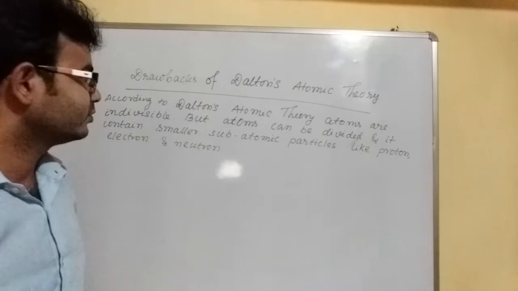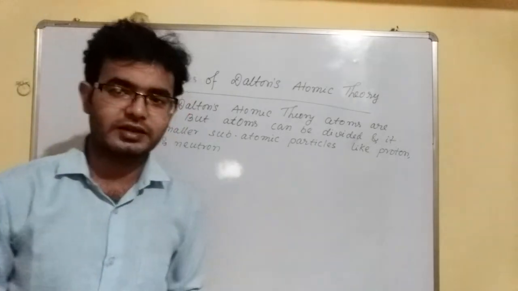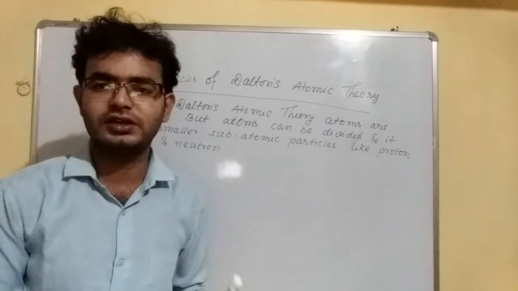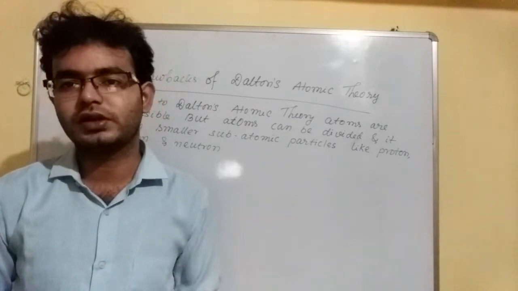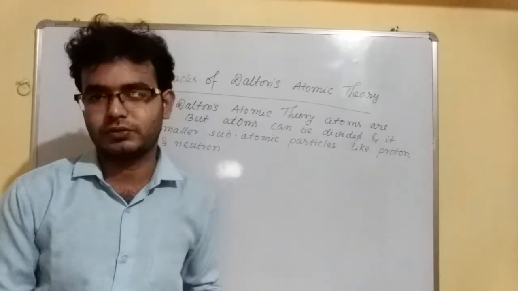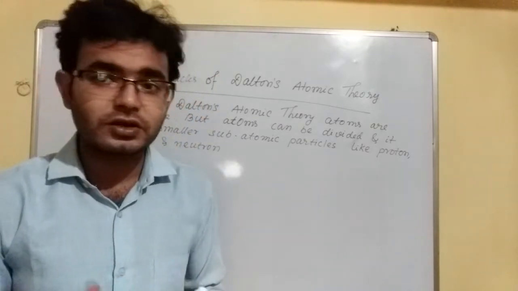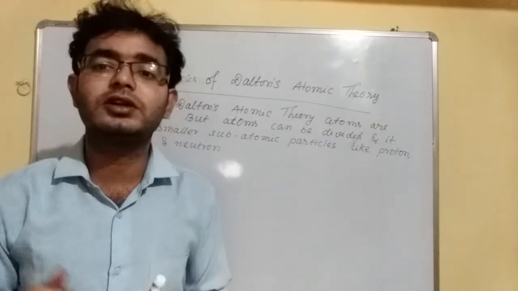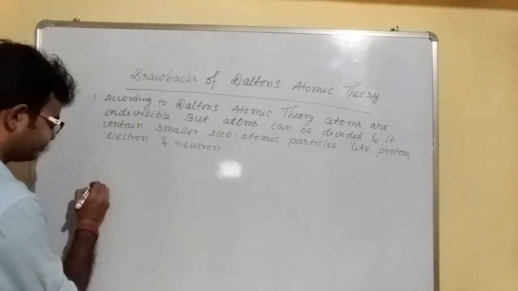Right? So according to Dalton's atomic theory atoms are indivisible, but we know that atoms can be divided and contain 3 different main subatomic particles, proton, electron and neutron. These exist within an atom and are smaller than the atom. It means atoms are not indivisible, atoms are divisible.